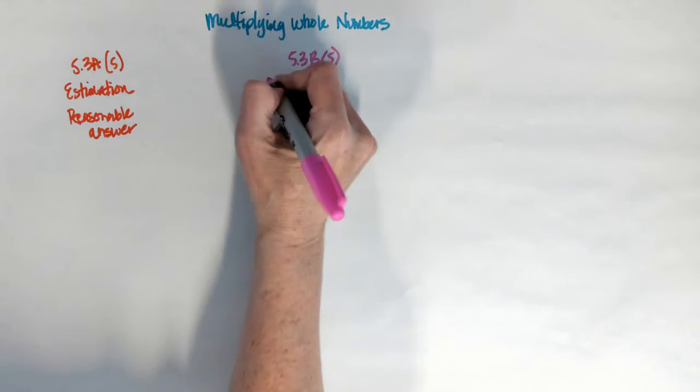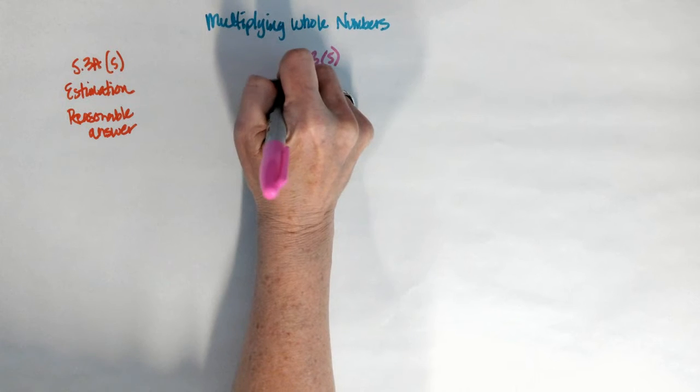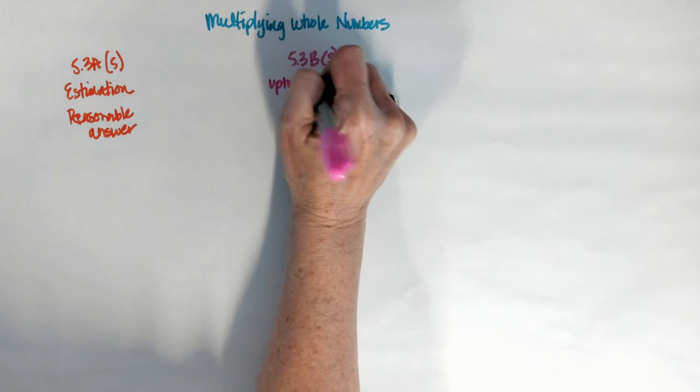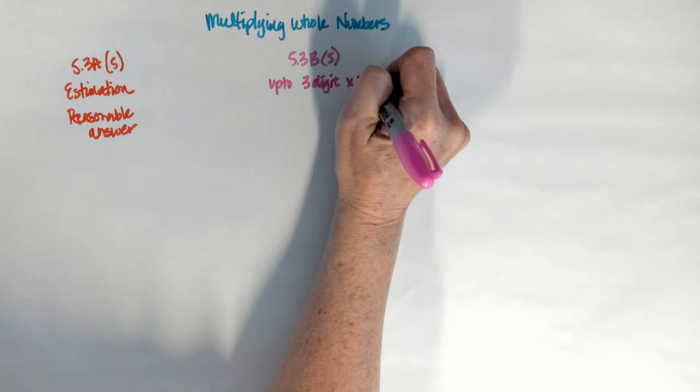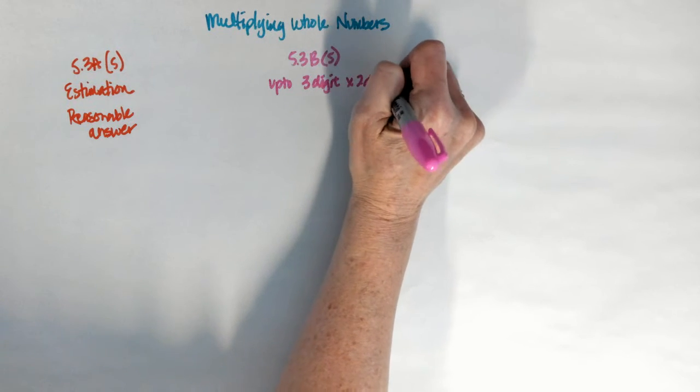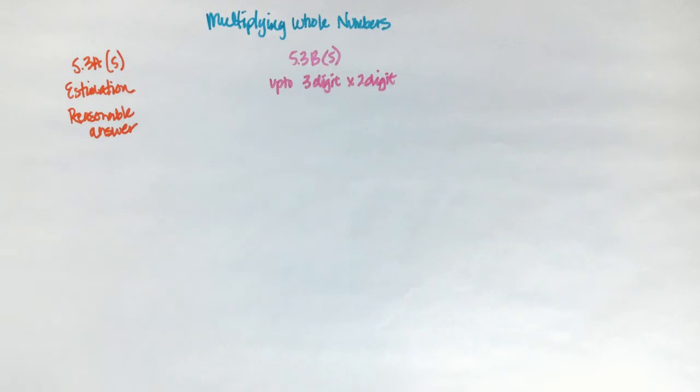In 5th grade, students are required to multiply up to a 3-digit number by a 2-digit number. They didn't have to do that in 4th grade. They did a 4 by 1, a 3 by 1, a 2 by 2, but they did not do a 3 by 2. So we are going to look at a couple of different ways that you will see kids solve these problems because I want you to be familiar with them.